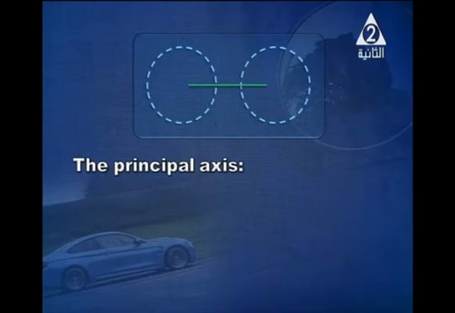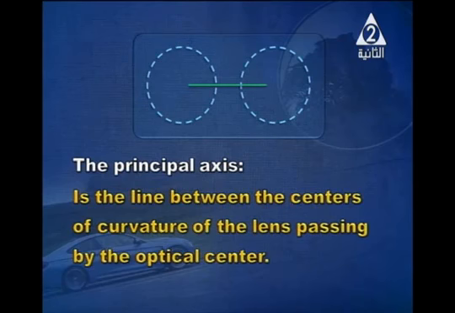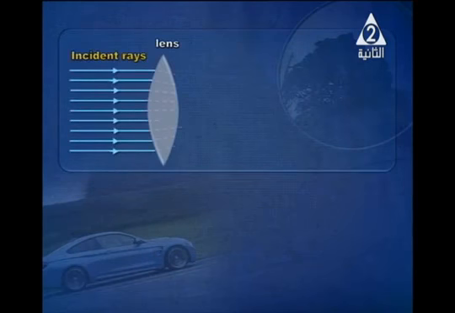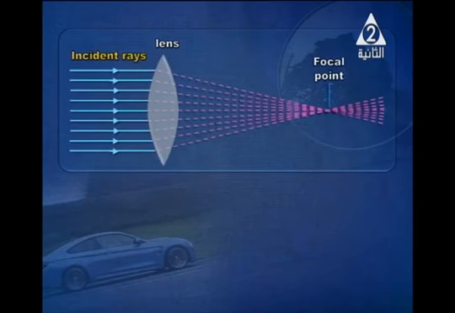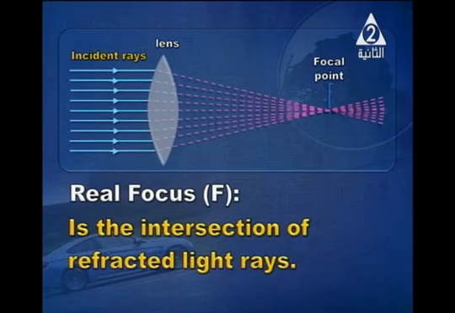This is the principal axis of the sphere and the lens, which is the line between the centers of curvature of the lens passing by the optical center. The straight line which passes through the two centers of curvature and the optical center of the lens is known as the principal axis. This is the real focus of the convex lens, which is formed by the intersection of the refracted light rays, or the converged light rays.